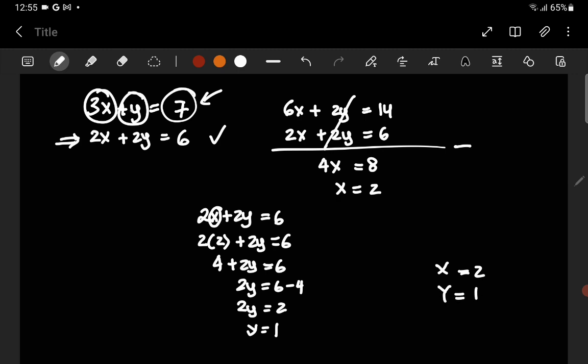So if you place it in the 3x plus y, 3 times 2 is 6, plus y which is 1, 7. Correct, right? And then we go to the second one. 2x, 2 times 2, 4. And then 2y, 2 times 1, 2. 4 plus 2 is 6. Correct. So this one is the solution. Okay?